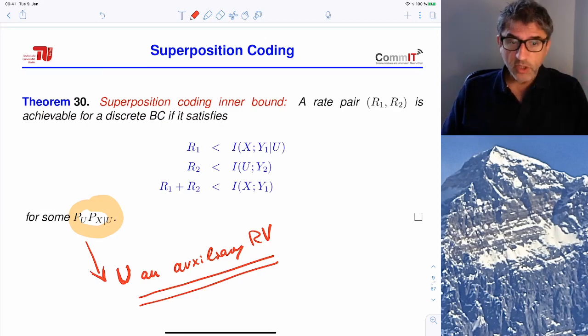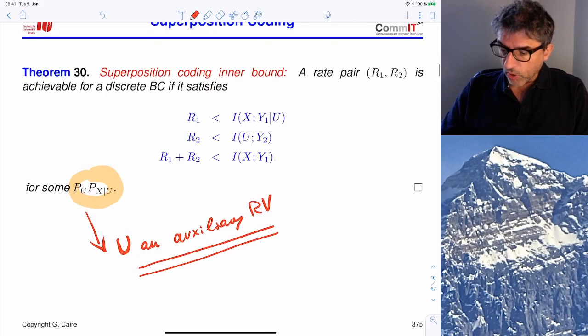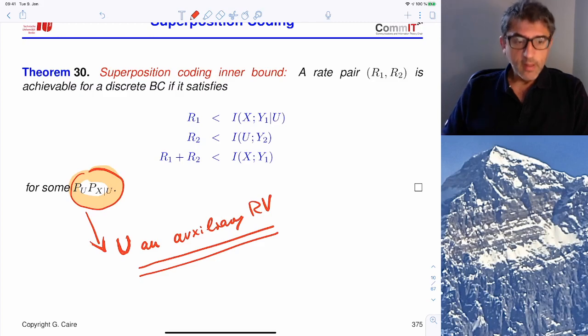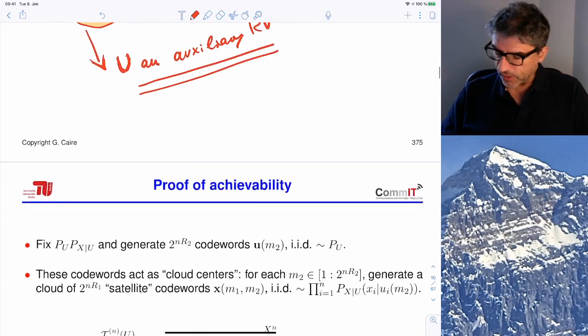the achievable region by superposition coding, if we add also the time-sharing opportunities, where we take the union of all these regions of this type, union over all possible such distributions. So you take the union over all these regions, the union of all the regions that you obtain by reverting the roles of R1, R2, and then you take the convex hull of these two unions, because you can do time sharing between any strategies, and then you have the overall achievable region for superposition coding plus time sharing.